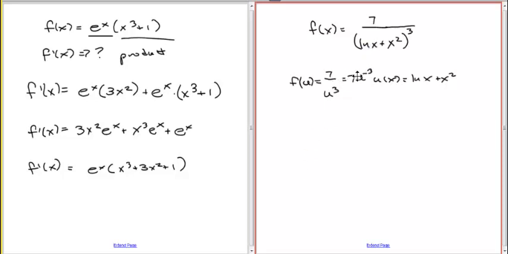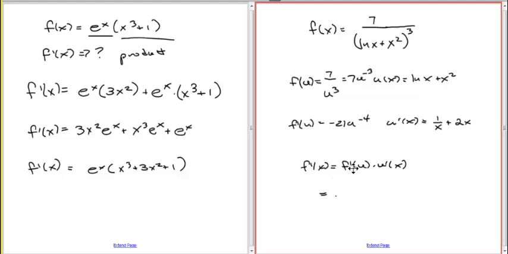So that's f of u. This is u of x. If I plug this into there, I'll get back to the original function. So the chain rule says you take the derivative of this with respect to u. So it's just a power rule thing. So you get negative 21, negative 3 times 7, u to the minus 4. And u prime of x would be 1 over x plus 2x. So the chain rule says f prime of x is f prime of u times u prime of x.